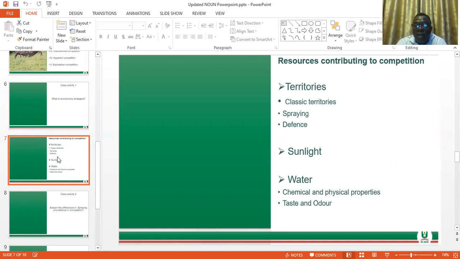And we classed them into three groups: territory, classical territory, spraying and defense. We have sunlight. Actually, this is applicable to plants: those with broad leaves that trap light, unlike the ones with smaller leaves. We have water, chemicals, taste, and other ones. So these are the major factors that contribute to competition. That's what we did in topic 5.